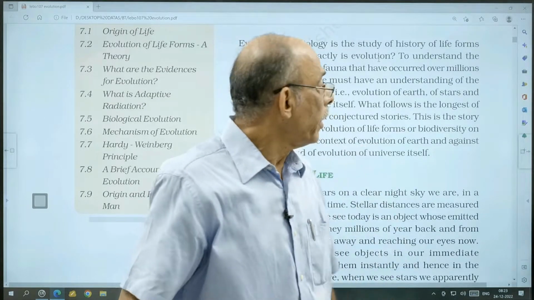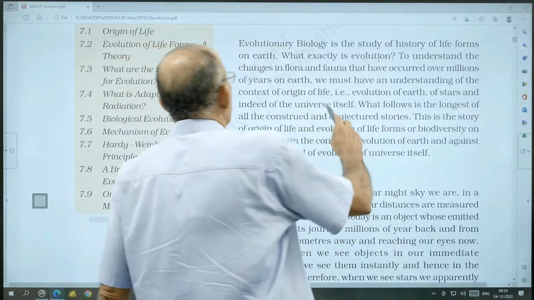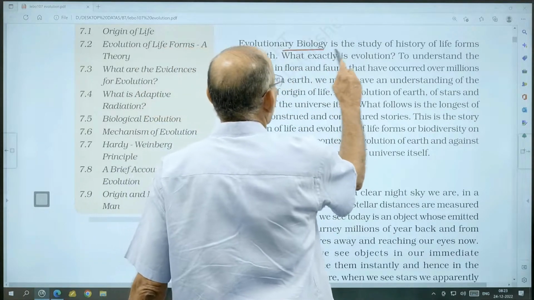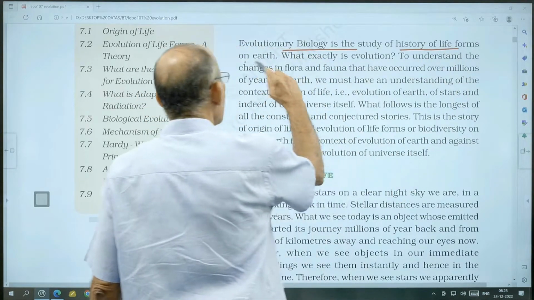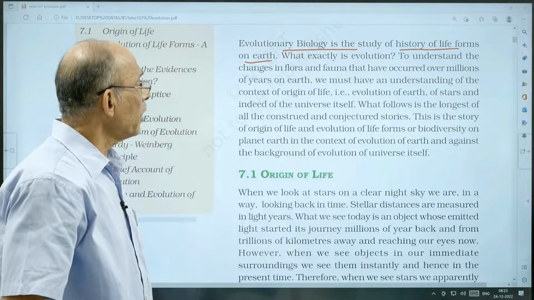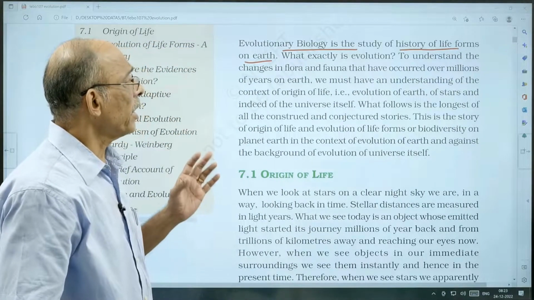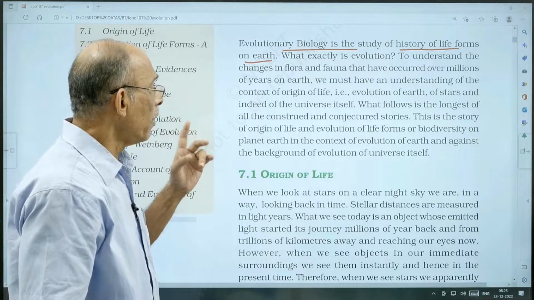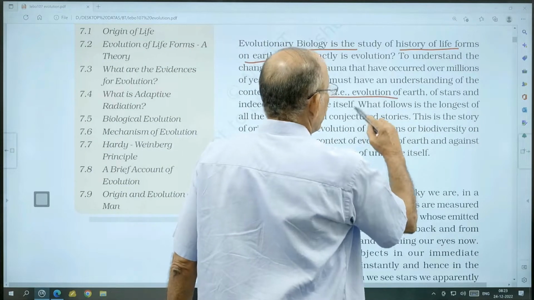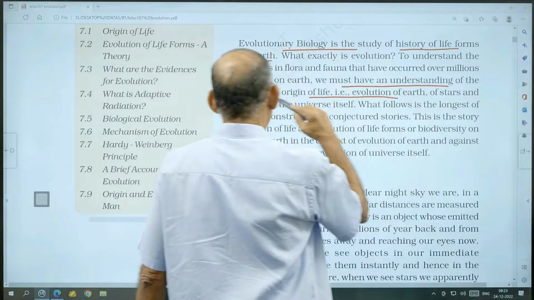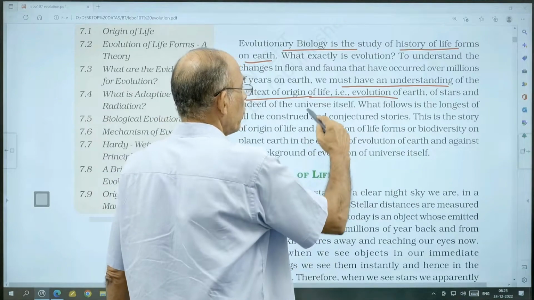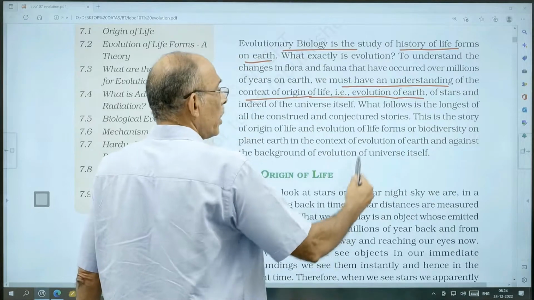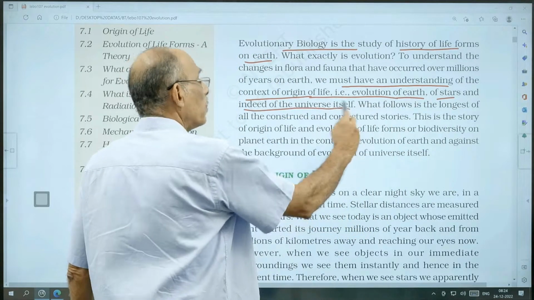Okay, now this evolutionary history, evolutionary biology, is the study of the history of life forms on Earth. To understand the evolution of organisms, we have to study the evolution of Earth. We must have an understanding of the context, the background of the origin of life. We must also study the evolution of Earth and stars, the universe itself.